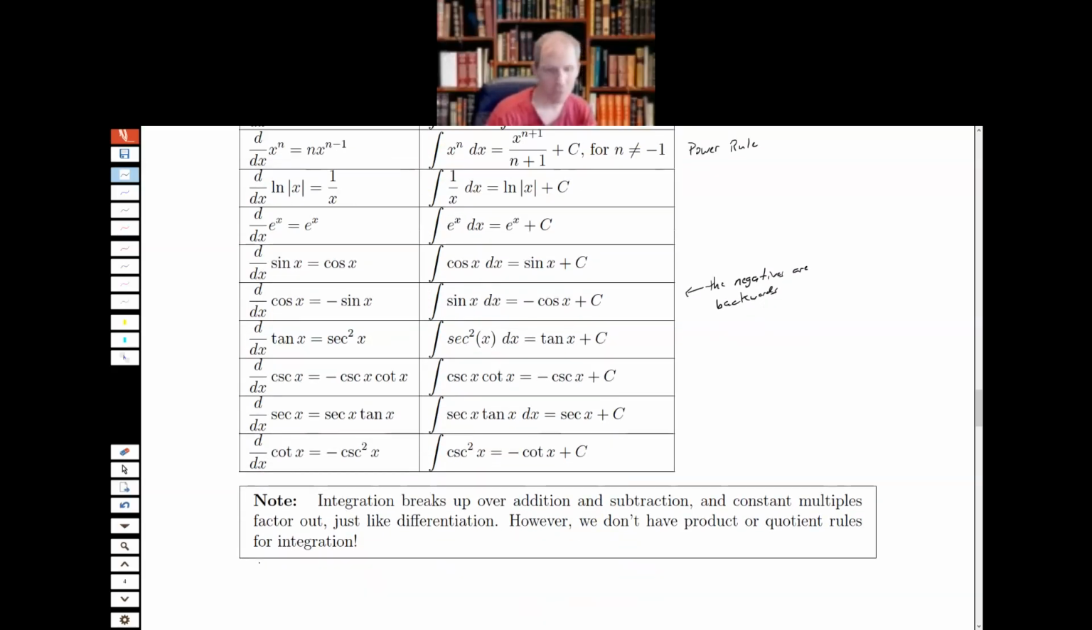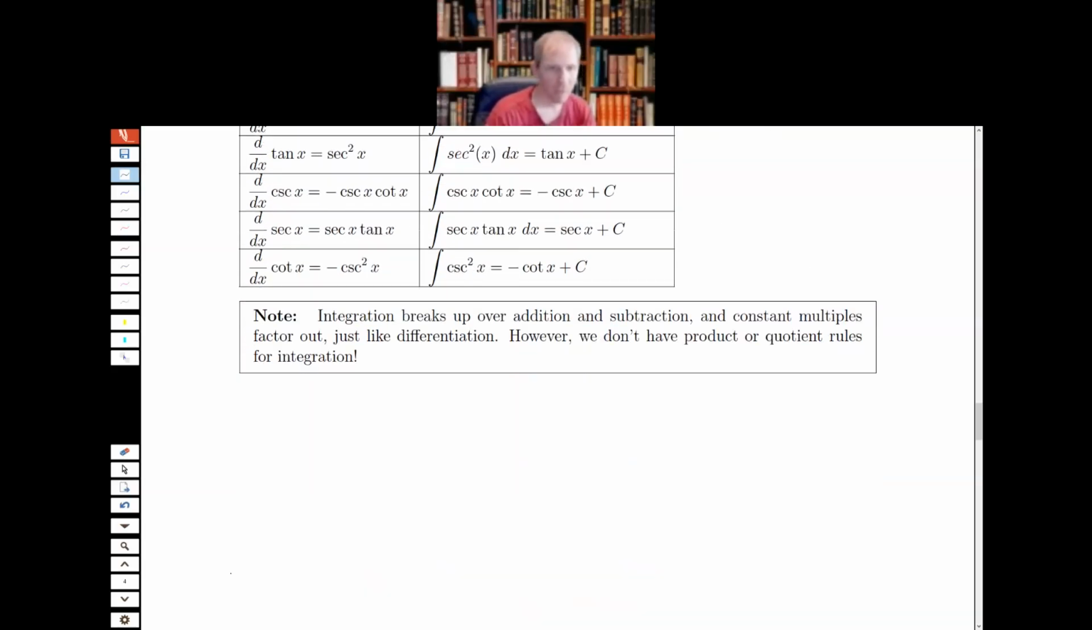Here's something really, really important to note. In our earlier example, integration broke up over addition and subtraction, right? Constant multiples factor out. All of that's just fine, like differentiation. But we do not have product or quotient rules.